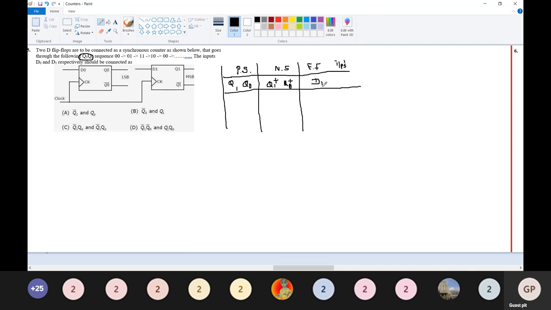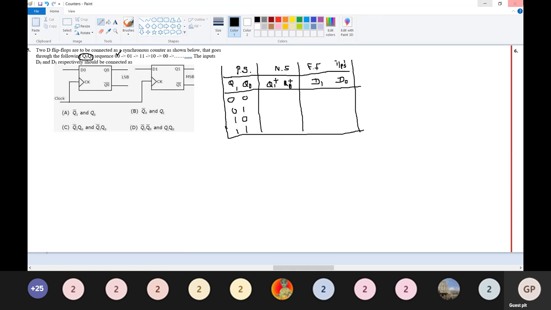T1 and T0. Initially, it is given as 0, 0. First I'll put the possible combinations for two inputs: 0, 0, 0, 1, 1, 0, and 1, 1. These are the possible combinations of inputs.